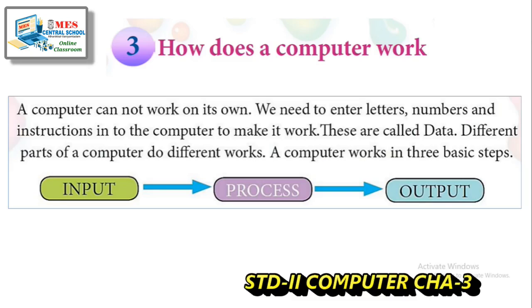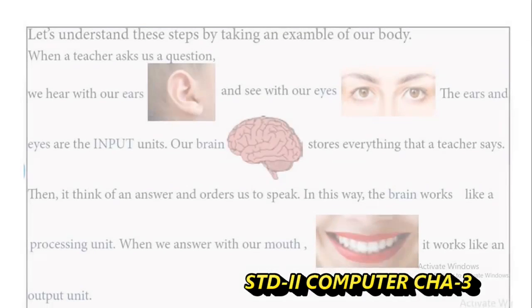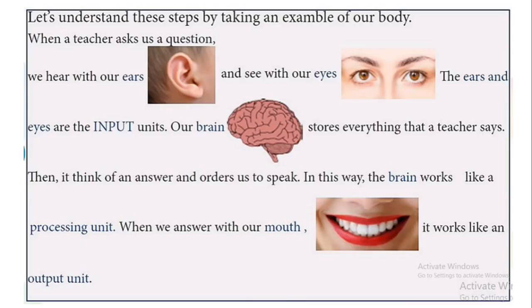So we can discuss in detail what is input, what is process, what is output, which parts of the computer do the input, which parts do the processing, and which parts do the output. Okay. So what is input, what is processing, and what is output? We can understand that with a simple example by taking an example of our body.